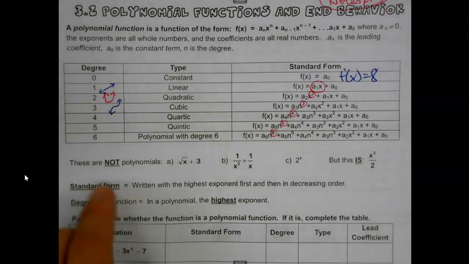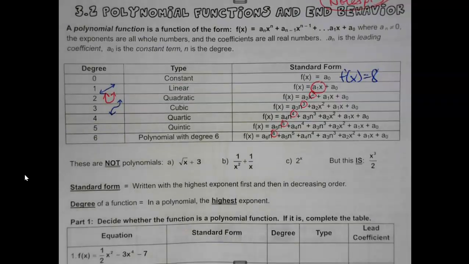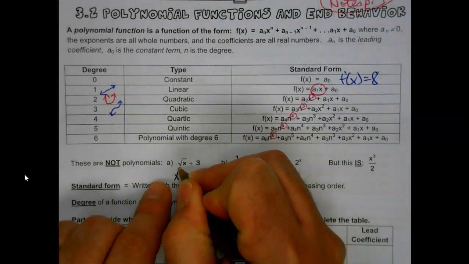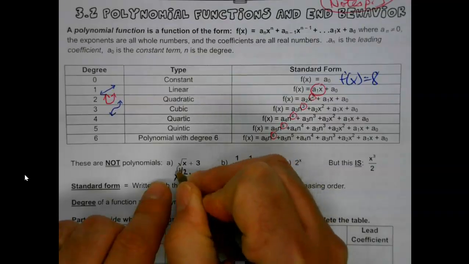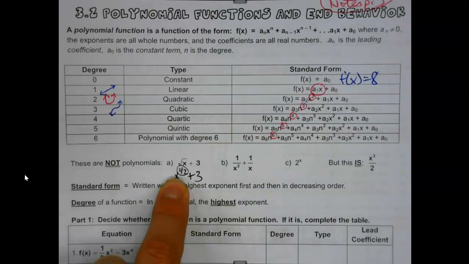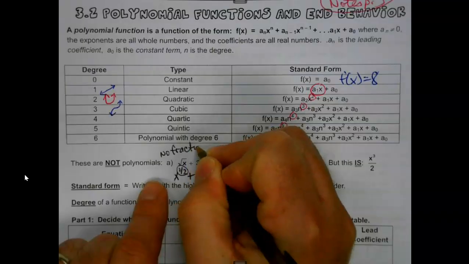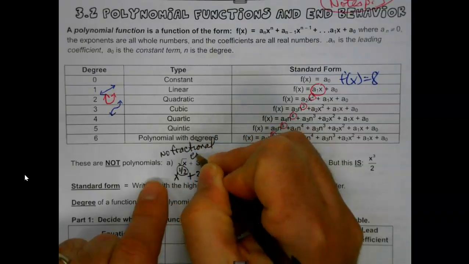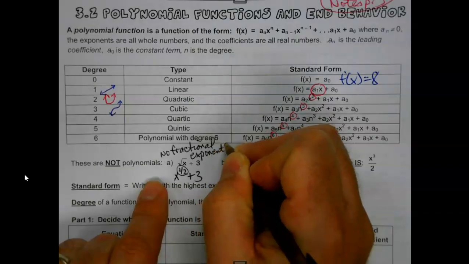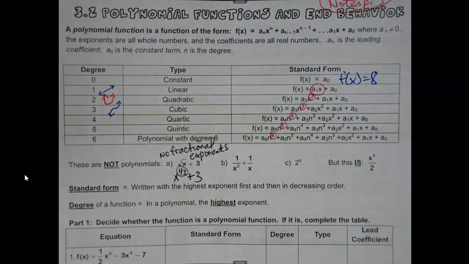So as I get to the bottom, these are not polynomials. You're like, well, wait a minute. Why not? Polynomial functions are always going to have whole number exponents. So here, if I were to rewrite this, that is not a whole number exponent. You cannot have radical or fractional exponents. That's a no-no with a polynomial.